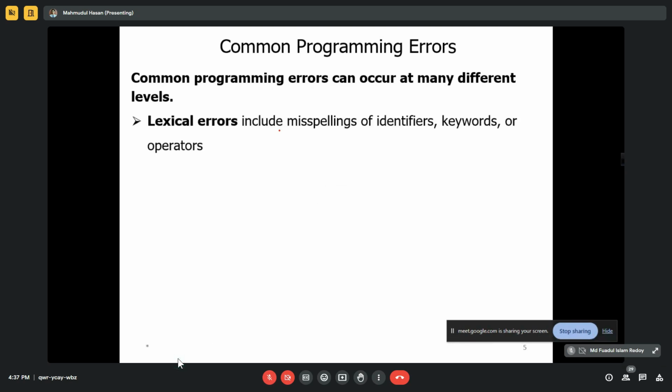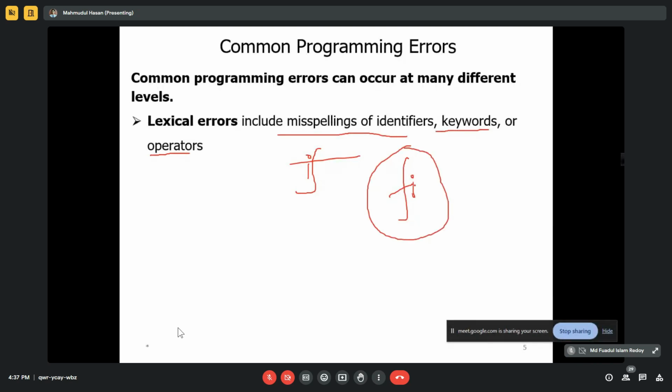Suppose lexical error. Lexical errors are the errors detected in the lexical phase. Suppose misspelling of identifiers, misspelling of keywords, or misspelling of operators. Suppose "if" is a keyword, but you mistakenly write "fi". I discussed this in the last chapter. So this is actually a lexical error.